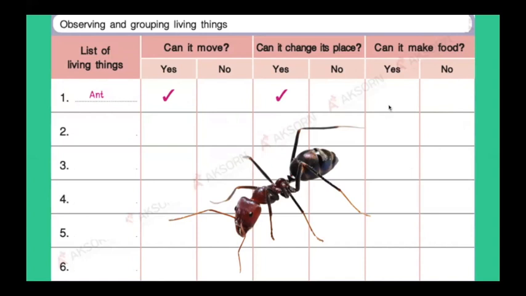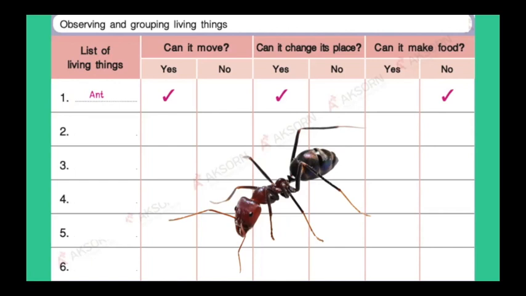Okay, next one. Can it make food? Ants can make food or not? What do you think? Yes or no? For sure, no. If he could make food, he would never come to my kitchen to steal my honey. So he cannot make any food. Okay.